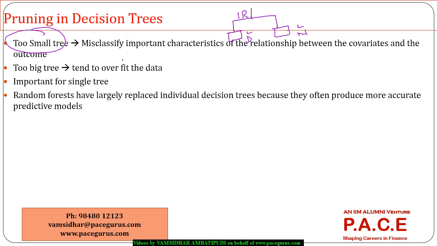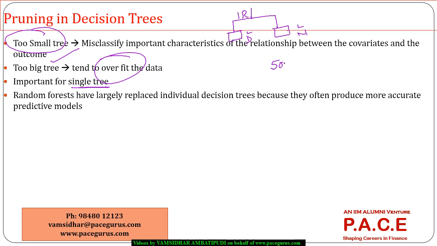Whereas if I make the tree too big, there is a possibility of a lot of overfitting that is done on the data towards one specific element. So pruning is very, very important, especially when you are building one single tree, right? One single tree with one data set.